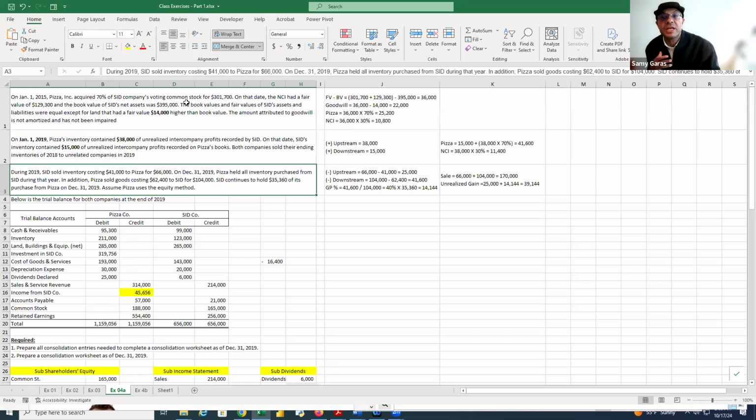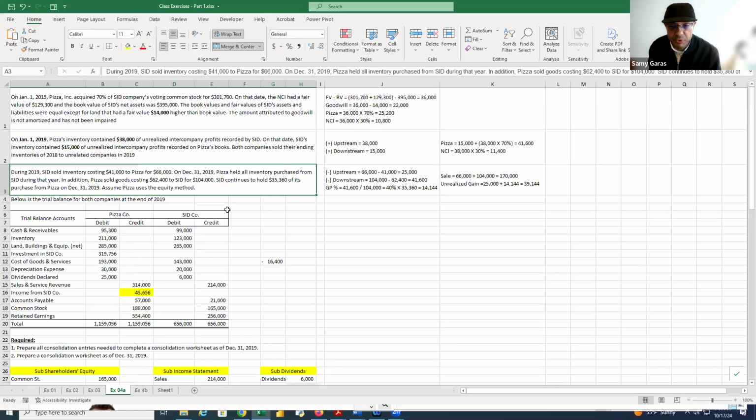If we break them down, here we see that the fair value of the subsidiary company was 301,700, plus the NCI 129, minus the book value 395. We get the difference, which is the extra between the fair value and the book value, 36. If you remember those 36,000, we used to call them goodwill. But here he said 14,000 out of the 36 should go to the land, and the difference will go to the goodwill.